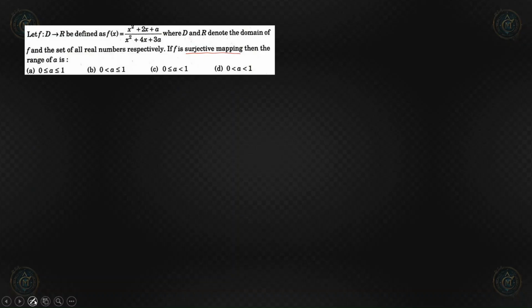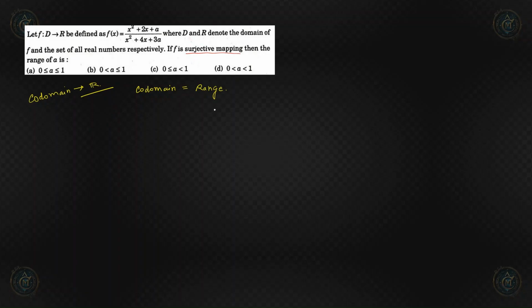Okay. So we are told that f is surjective, right? That means this codomain of f should be equal to its range. So our codomain is what? Codomain is the set of all real numbers, right? That means y should take all real values, where y is f(x), right? We are denoting this f(x) by y. So y should take all real values.